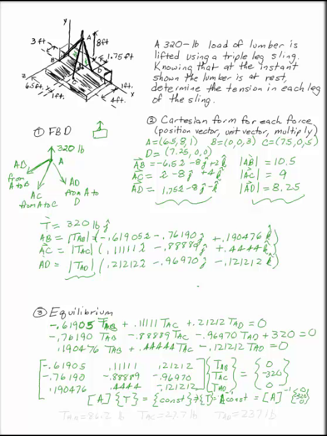Once you do that, the computer will spit it out for you and you get the tension in AB is 86.2 pounds. The tension in AC is 27.7 pounds. And the tension in AD is 237.